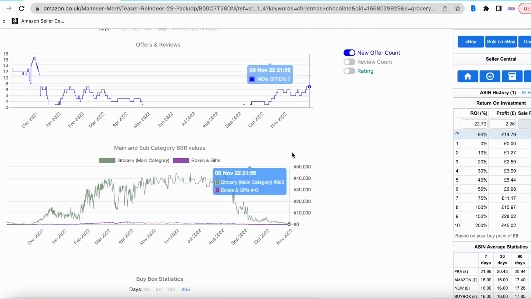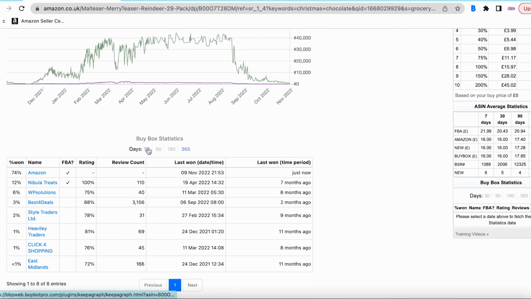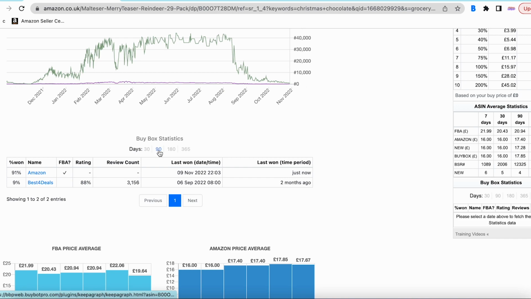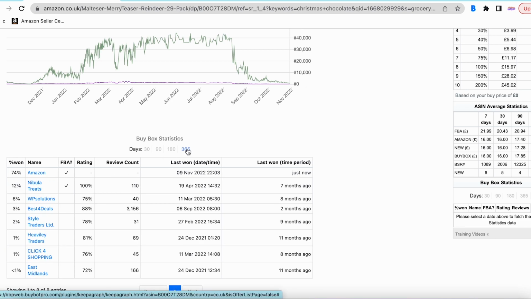So what we can do is just scroll down a little bit further and we can look at the buy box statistics for the last 30 days. So this actually shows us Amazon have held 100% of that buy box. So they are not sharing it at all. Now if we click on the last 90 days, there's a slight share there of 9%, but Amazon are still holding the majority. Now if we click on 365 days, again it just gives us a bit of an idea. It shows us the dates here, so the last time the buy box was won, and the percentage that was held by other people. So it's always worth checking this.